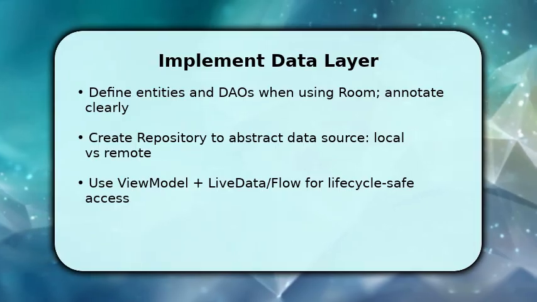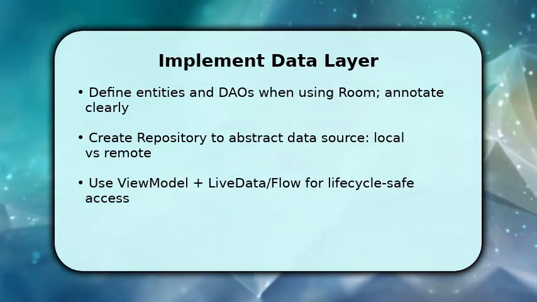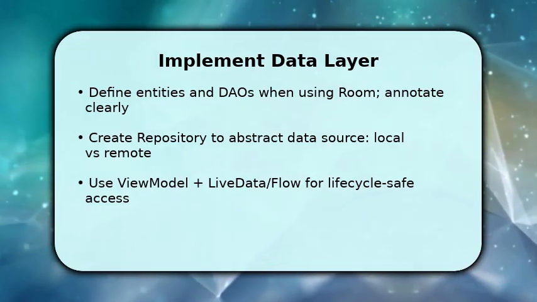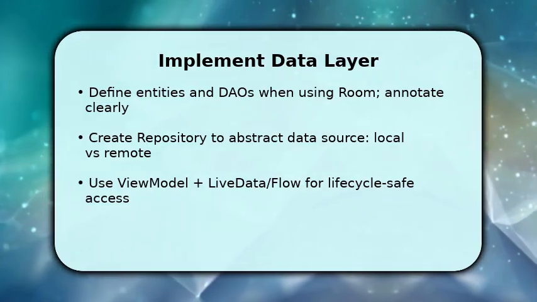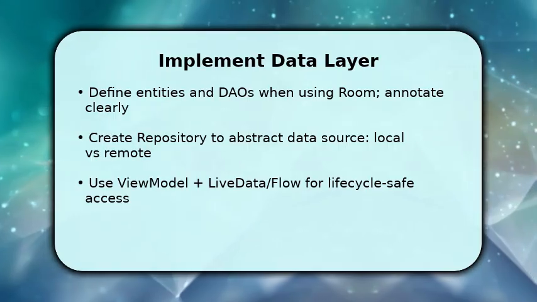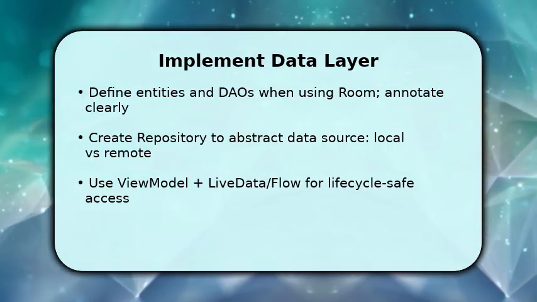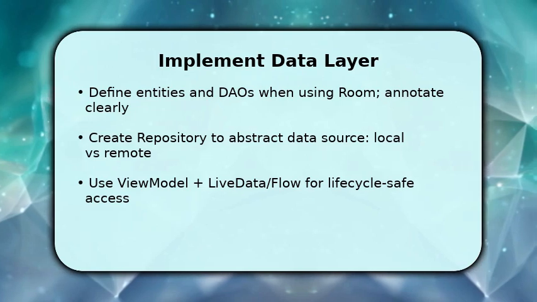Next, build a repository that chooses between local cache and network, so you separate concerns. Once done, expose data through ViewModel using LiveData or Flow so the UI observes changes safely. Make sure to run database operations off the main thread with coroutines or executors.